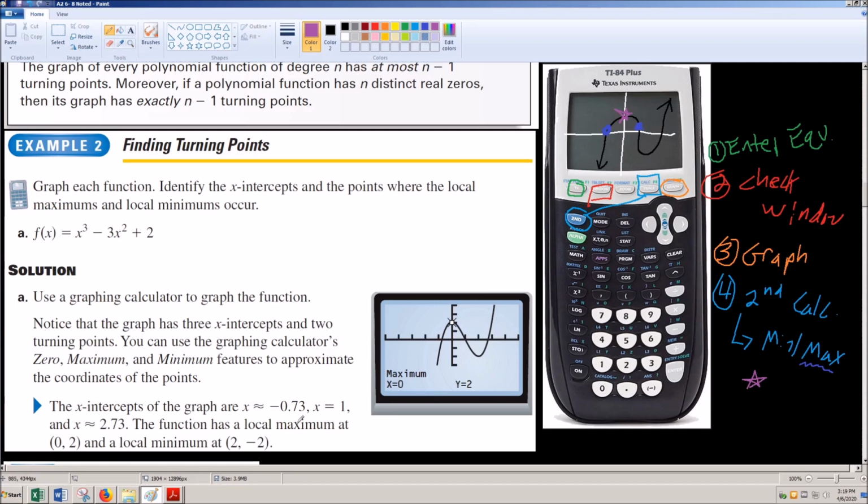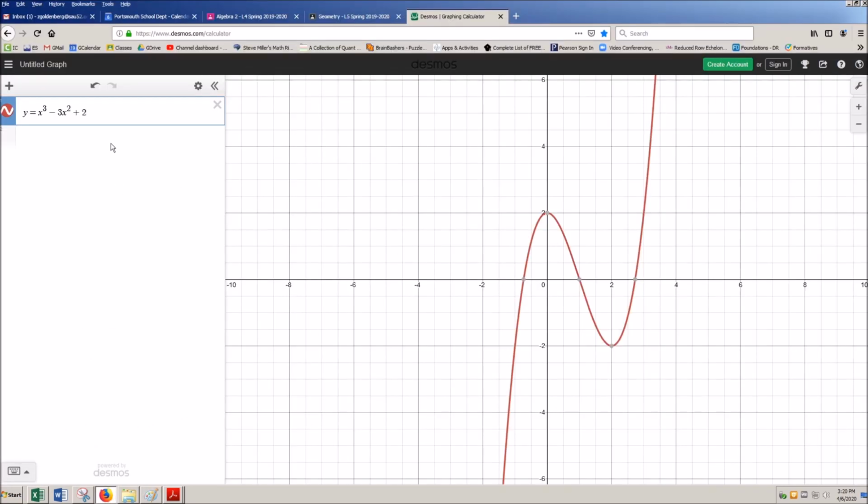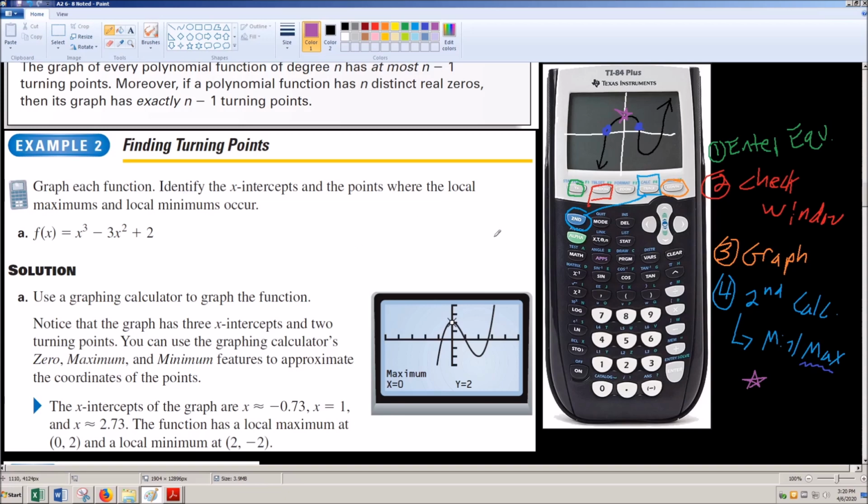So if you did it for this one, it looks like it spits out local max of 0, 2, local min of 2, -2. So if you want to do it here, great. If not, we can always swap into Desmos, and Desmos has our local max here, 0, 2, local min here at 2, -2. So again, if you didn't have a TI-84 or didn't download the Calculate 84 app, you can do it in Desmos and some other programs as well.